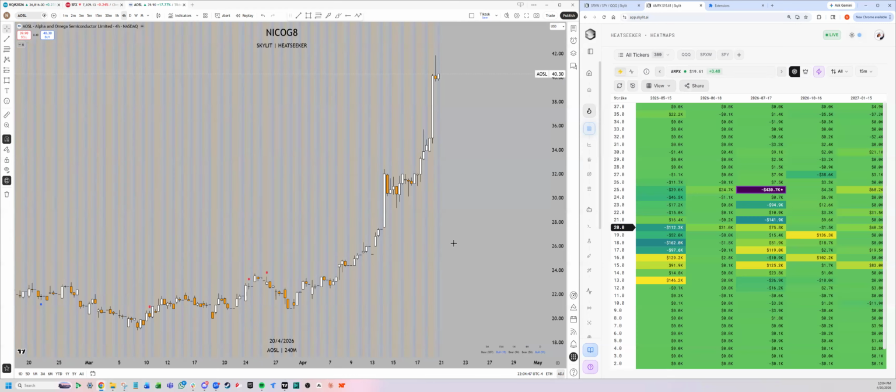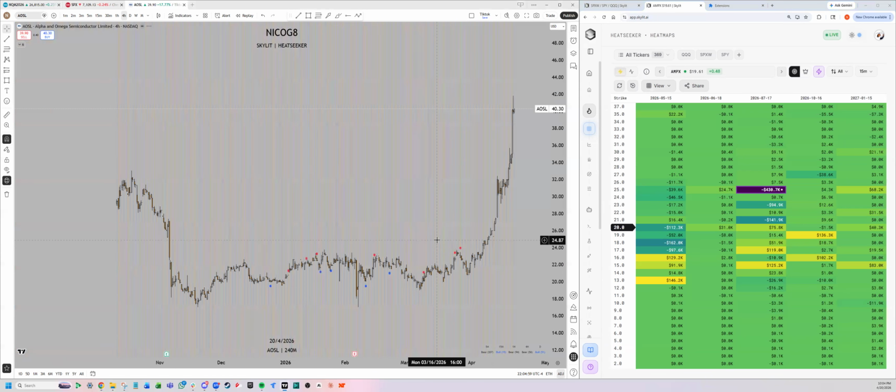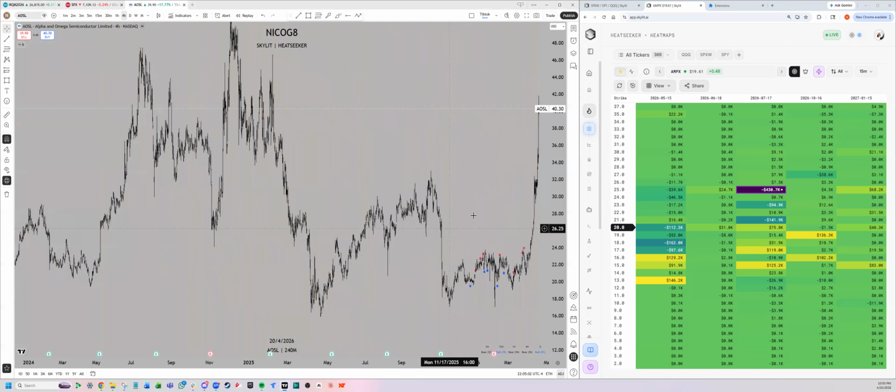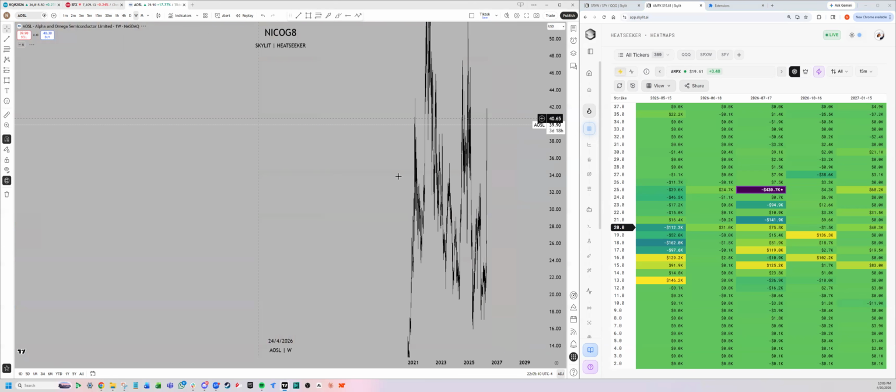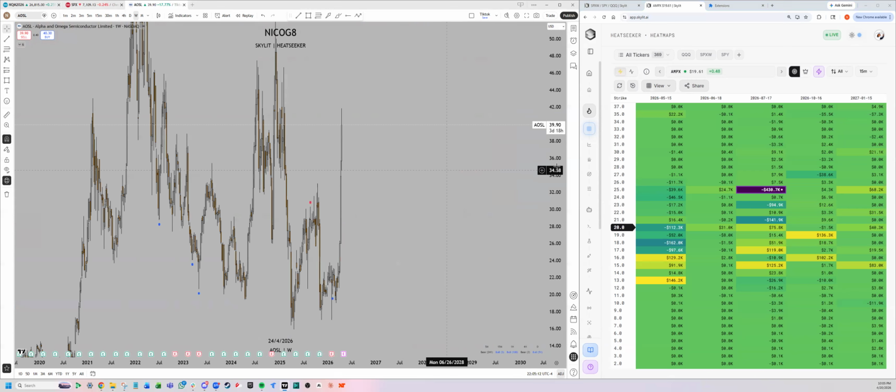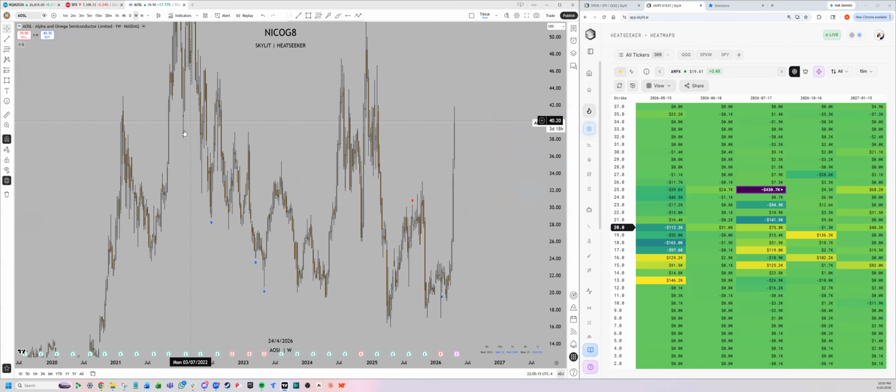AOSL. This is semis. All right, so I mean, this thing has been on a tear. Let me see in terms of some resistance coming up. Yeah, there's a bit of a level here. So you probably want that to hold around like 39, 38.7-ish.